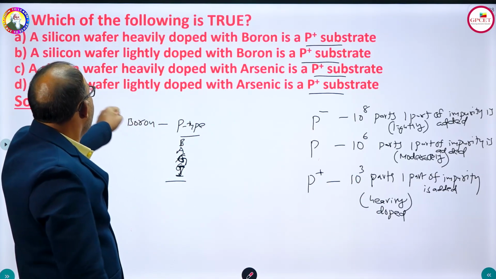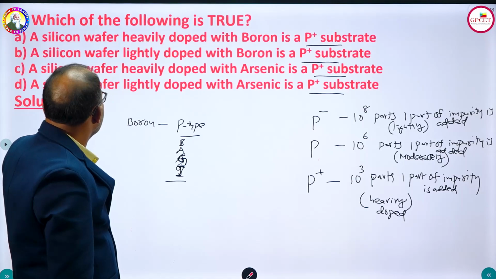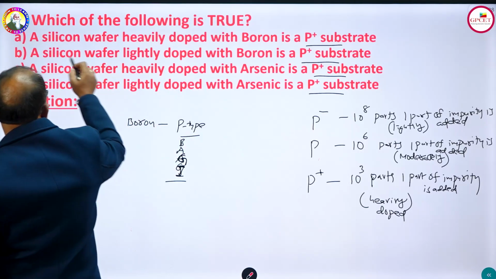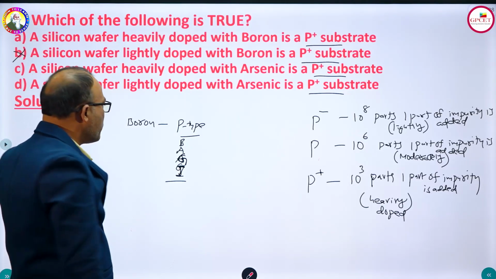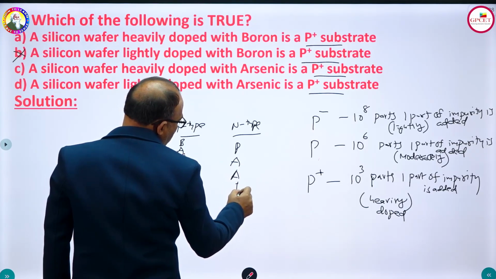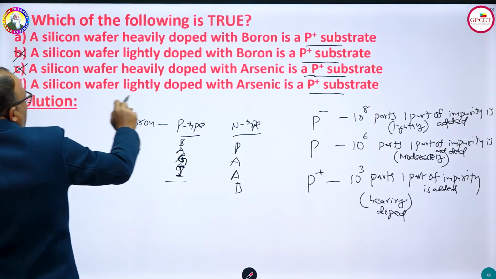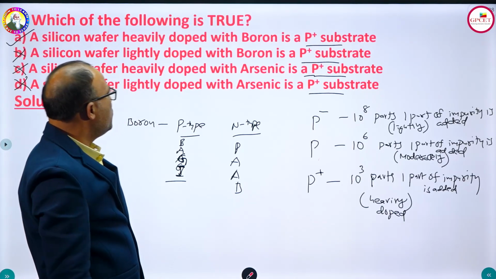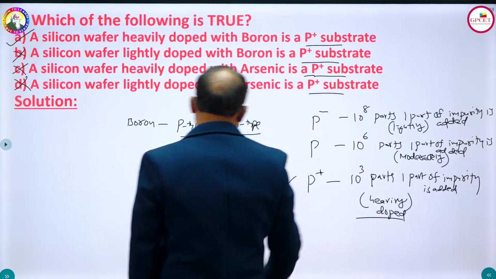Now using this, a silicon wafer heavily doped with boron is a P plus substrate. A silicon wafer lightly doped with boron is a P plus substrate? Lightly doped means it will not come under P plus. This is wrong. Silicon wafer heavily doped with arsenic: arsenic is an n-type impurity. What are n-type impurities? Phosphorus, arsenic, antimony, bismuth. But with arsenic, it must be N plus. So this is wrong. Silicon wafer lightly doped with arsenic: arsenic is n-type, this is wrong. So the answer is A. A silicon wafer heavily doped with boron is a P plus substrate.